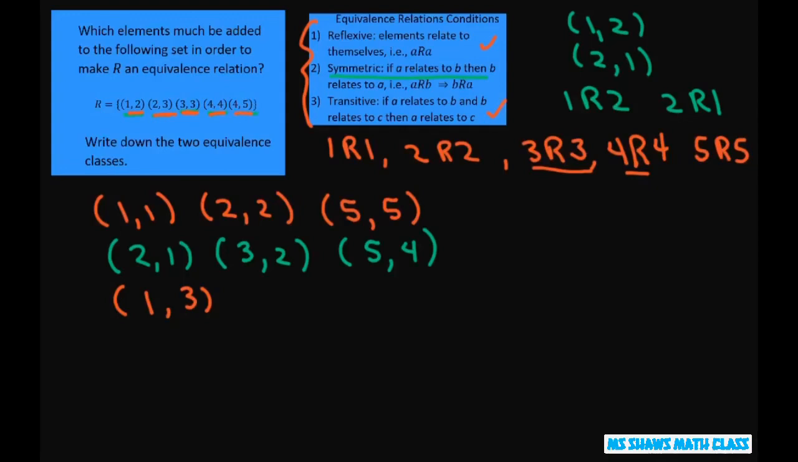If we have a 1 is related to 3 here, so this is the only one we had to add, we also must satisfy symmetric, and also have to write down 3 is related to 1. So we have to add all of these to this set to make it an equivalence relation.